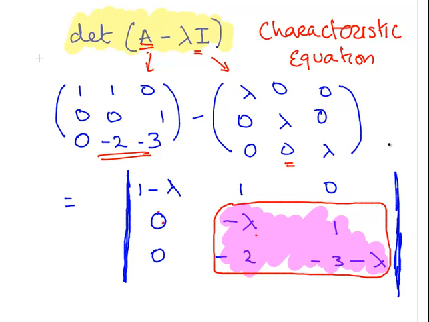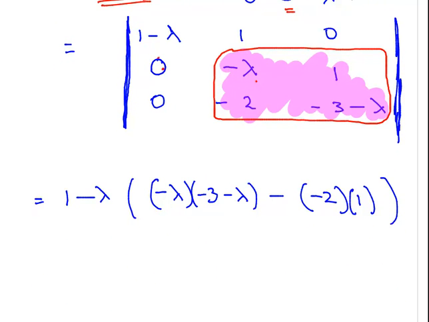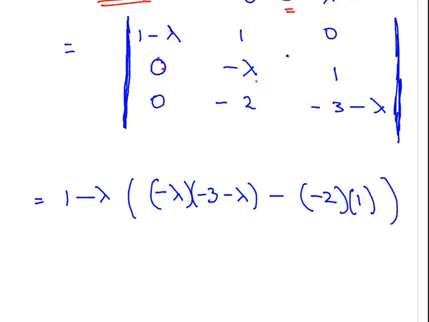I won't get too much into how to calculate the determinants of 3 by 3 matrices because that's not really what this is about. You need to know it, but it's not really important here. So this is the matrix we're going to get the determinant of. Okay, so A times D minus B times C. So A is minus lambda, D is minus 3 minus lambda, minus C times B is that. So it's just a straightforward determinant.